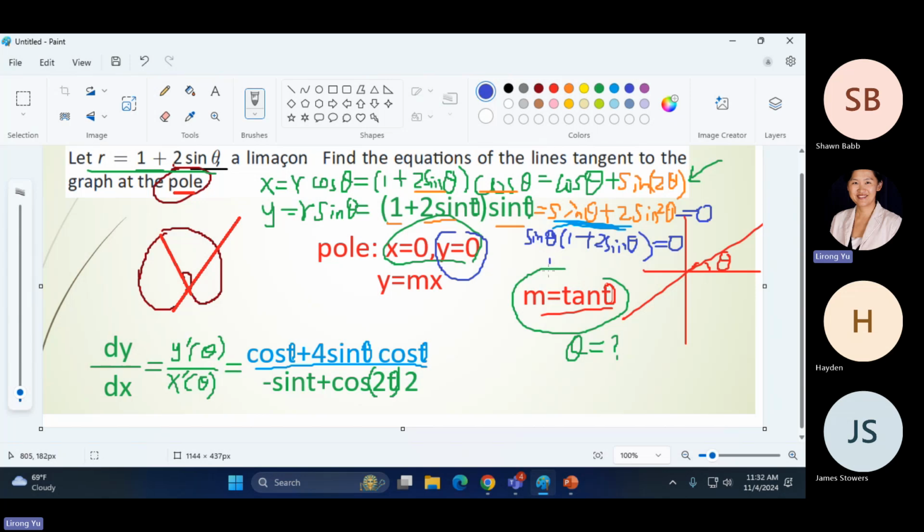You would have 1 plus 2 sine theta equal to 0, and then sine theta equals negative 1/2. And then we can solve for theta. Theta will equal sine inverse of negative 1/2. We can use our calculator, and what kind of angle has a sine of negative 1/2? Sine inverse gives you a negative angle. This is actually negative 30 degrees.